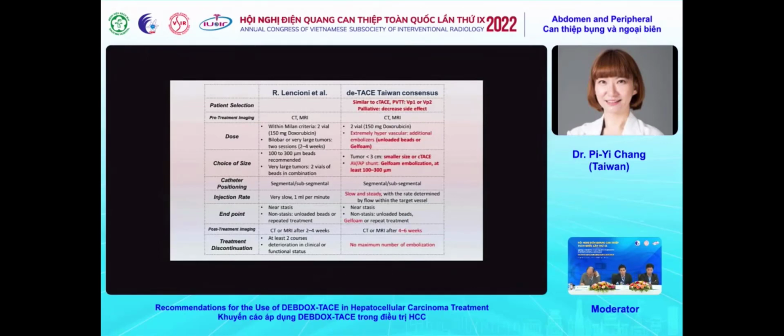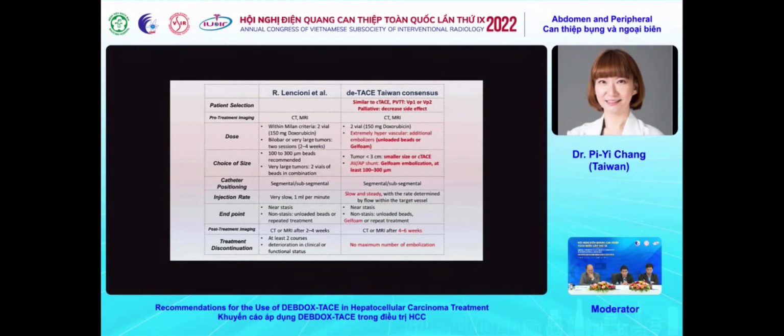For the injection rate, we should inject it in a slow and steady manner. The rate is determined by the flow within the target vessel. For the endpoint, it's also the same, near stasis, but sometimes when it's not possible to reach near stasis, there will be a non-stasis situation. And when it's happened, we can use unloaded beads or add gel foam or repeat the treatment next time. For post-treatment, it's recommended to follow up the CT or MRI after 4 to 6 weeks.